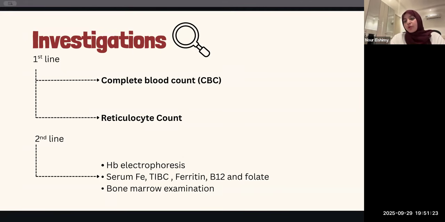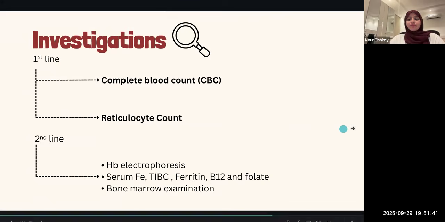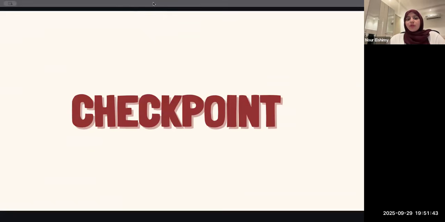So what are we going to do? We're going to run further tests for iron or ferritin, or, in the case of megaloblastic anemia, for example, tests for B12 and folate. So these are second-line investigations. You shouldn't be concerned much with those, honestly. I think you should be more concerned with this. This is just for the sake of completion, basically. Okay? Okay. Any questions?